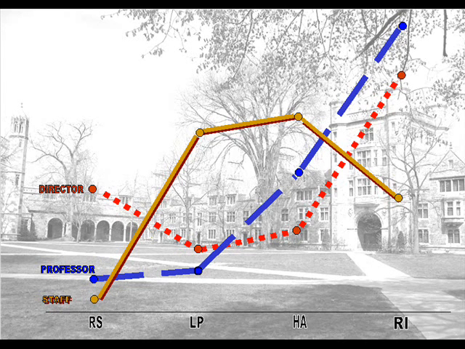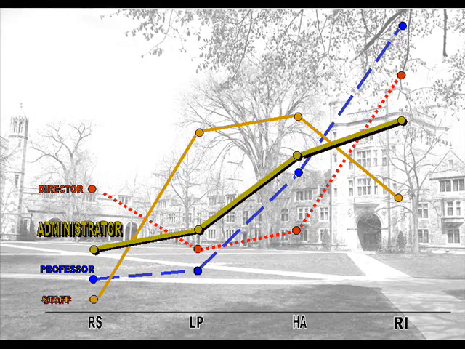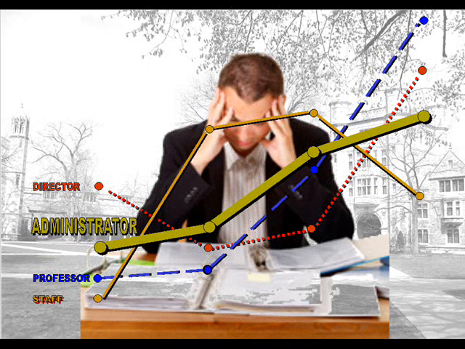But watch what happens when we put administrators into the mix. The administrator profile balances between all of the other levels. They bridge the gap. They are likely to be able to represent the staff interest to these other levels and to interpret the professor and director concerns to the staffs in an understandable fashion. The net result is that administrators are likely to feel that they are often caught in the middle. They literally are.